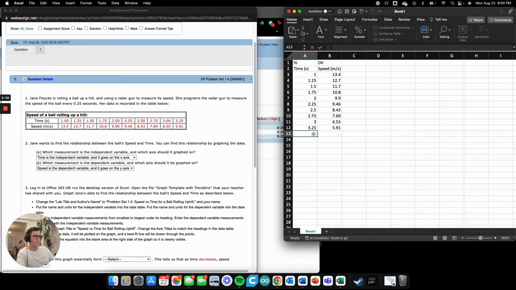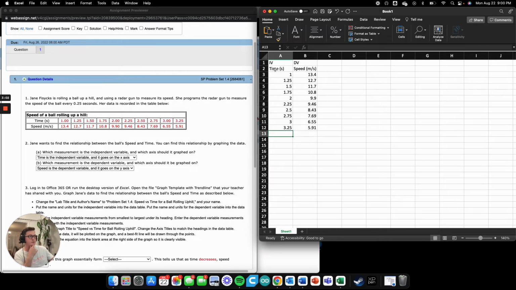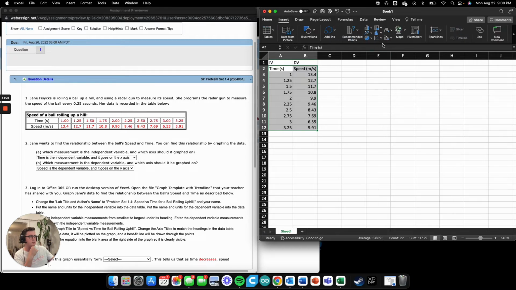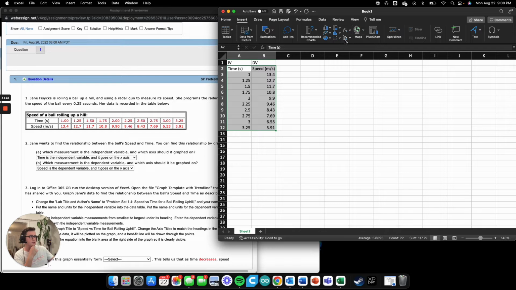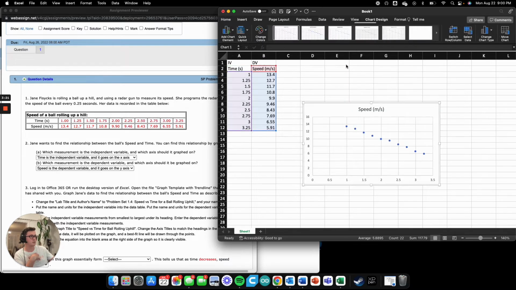Alright, there we go. So there's our data in Excel. What are we going to do now? Well, we have to turn it into a graph. So we've got to highlight, click insert, and go to charts in the middle. On mine, it obviously doesn't have the word charts, but it's right here. It's always in the middle. Scatter plot, make our scatter plot.